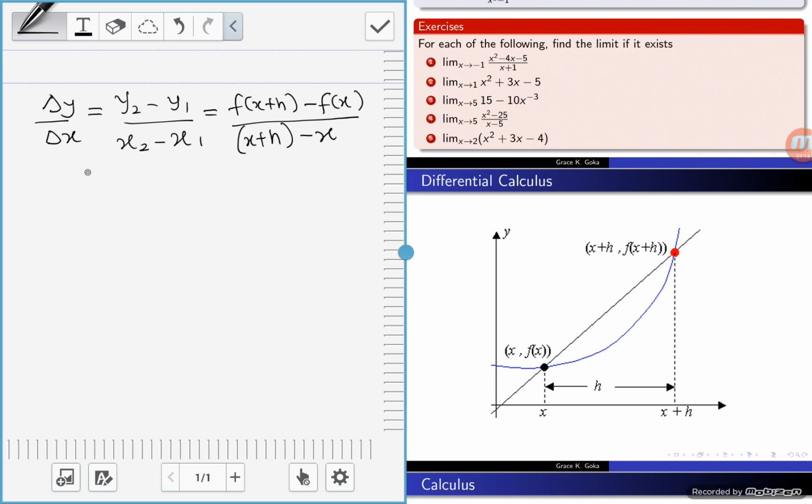So simplifying this, we have change in y over change in x is equal to f of x plus h minus f of x all over x plus h minus x. So x minus x gives us 0, so we have 0 plus h, which is h. And we also saw that taking the limit on our slope gives us the derivative, the differential of the curve.